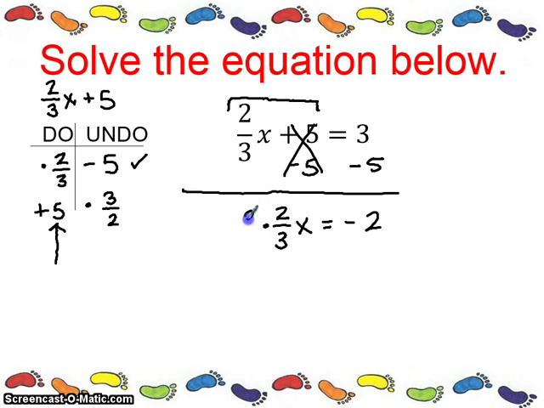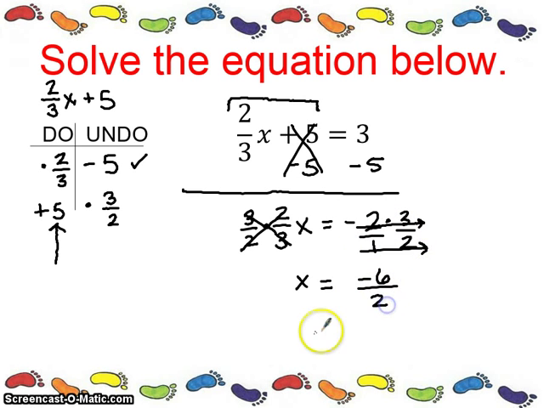We'll then multiply each side by 3/2. 3 divided by 3 is 1. 2 divided by 2 is 1. So we get 1 times x, or just x, equals. Now 2 is the same as 2 over 1. So we'll multiply across. Negative 2 times 3 is negative 6 over 1 times 2, which is 2. So x equals negative 6 divided by 2, which is negative 3.